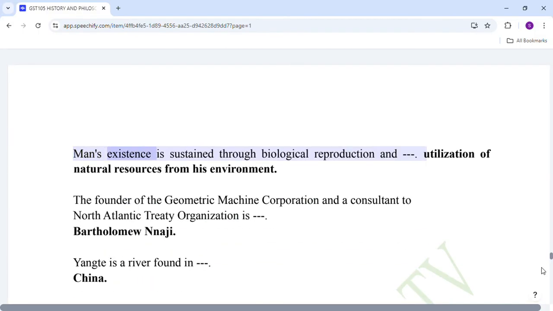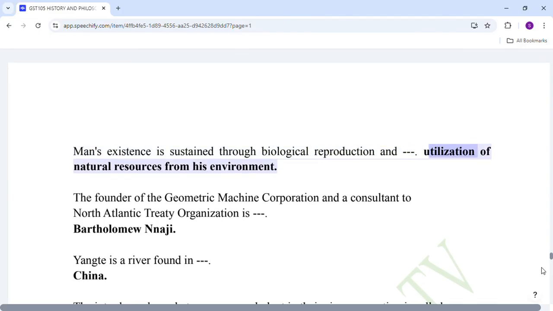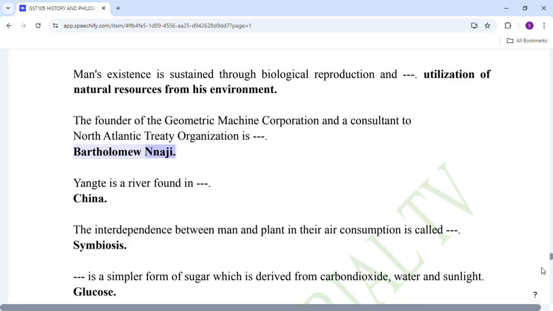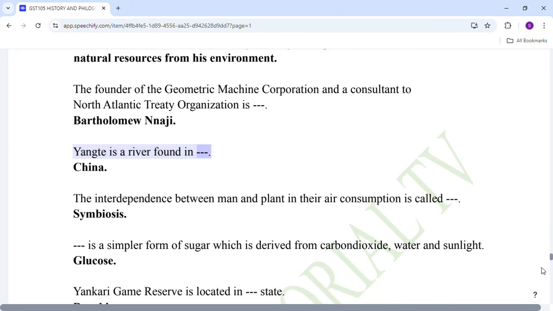Man's existence is sustained through biological reproduction and dash dash. Utilization of natural resources from his environment. The founder of the Geometric Machine Corporation and a consultant to North Atlantic Treaty Organization is dash dash. Bartholomew Nagy. Yangtze is a river found in dash dash.